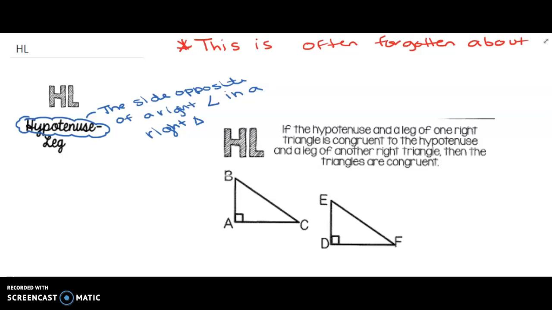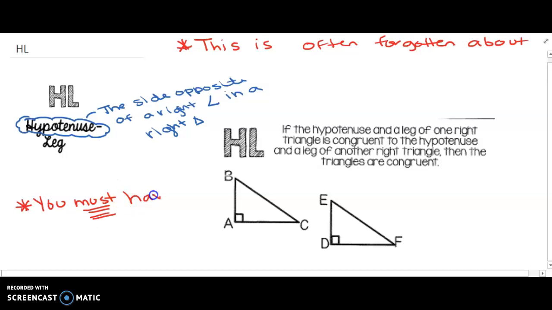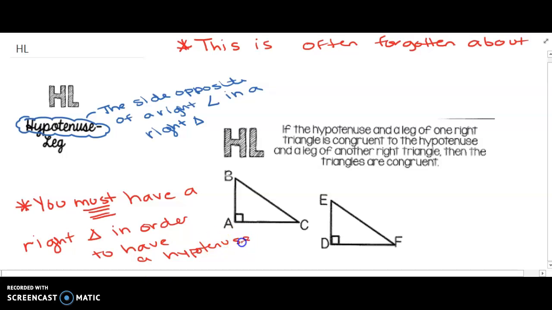Okay, so in other words, you must have a right triangle in order to have a hypotenuse. So if you don't have a right angle, then you cannot use this theorem. Mark that, highlight it, do something to tell you that. You must have a right triangle in order to use this theorem.